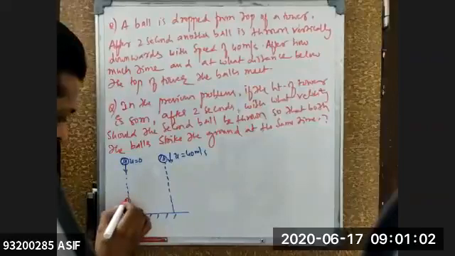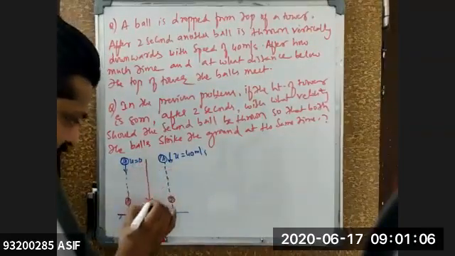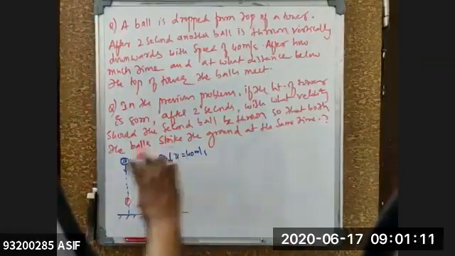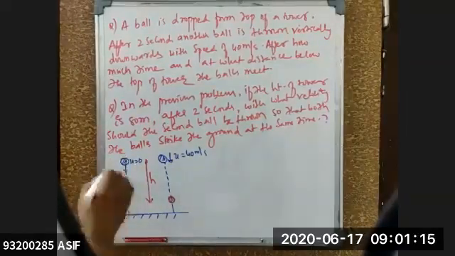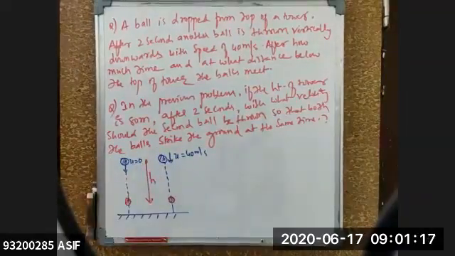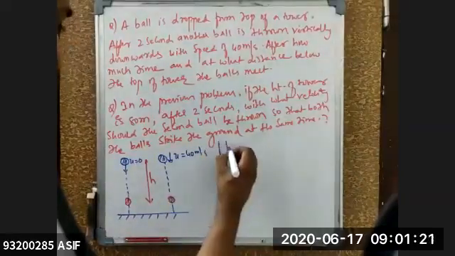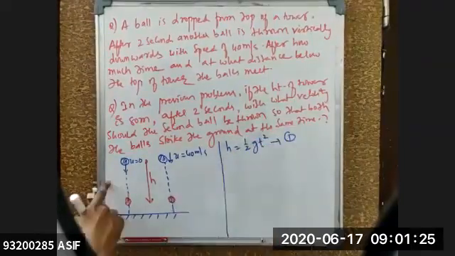So say for example, this ball is somewhere here, and this ball is also somewhere here. They are meeting at a height of, say, h. I need to calculate this height h, which means I need to calculate the time taken. From here to here, if it is h, this one is also h. For the first ball, what equation do you write? h equals half into g into t squared. This is equation number 1 for the first ball.